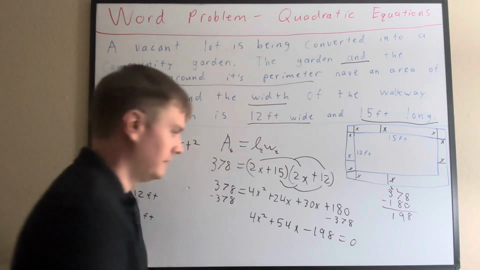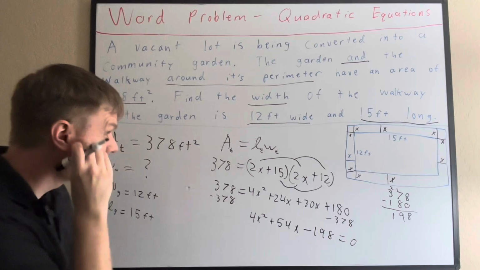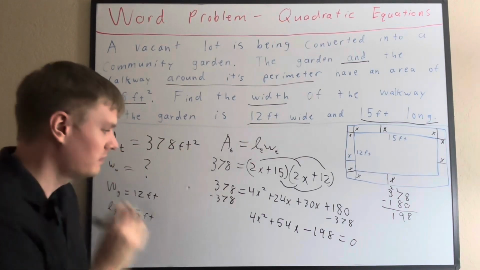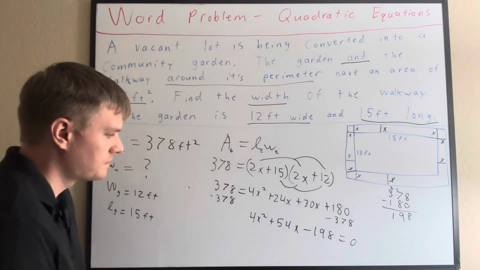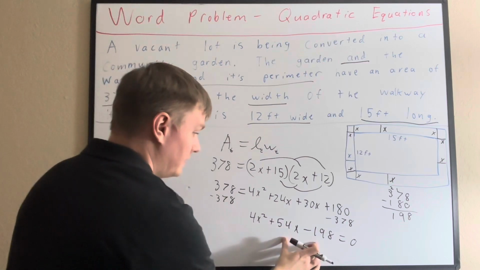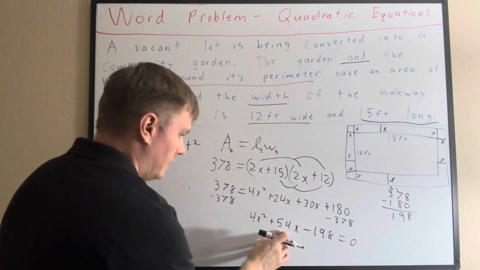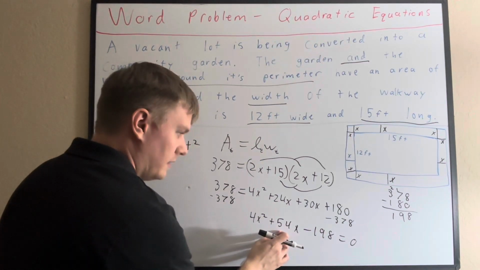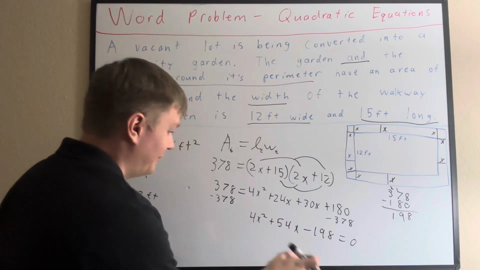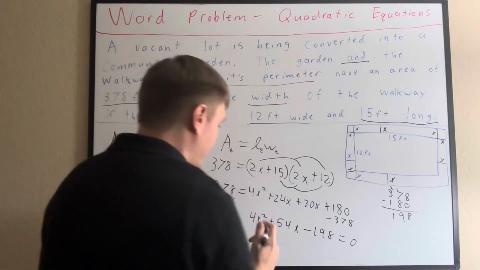I think I'm right. Okay. Now, can we factor out a greatest common factor? Yeah. Does 4 go into 198? I don't know, but I know 2 does. So let's divide everything by 2.